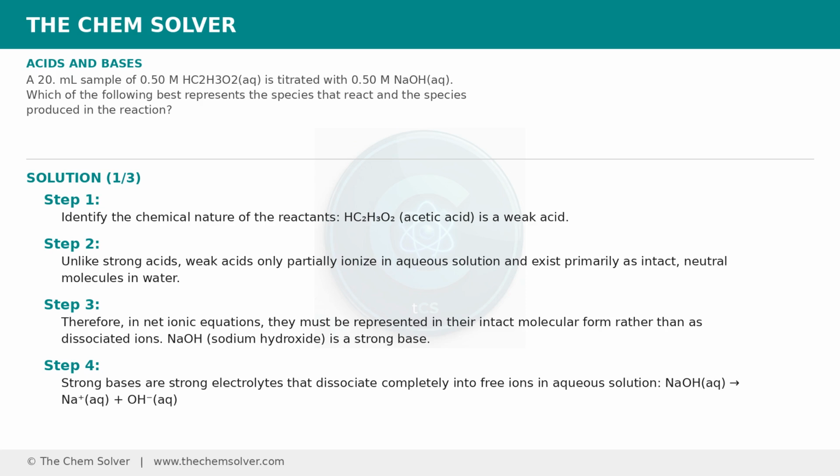NaOH, sodium hydroxide, is a strong base. Strong bases are strong electrolytes that dissociate completely into free ions in aqueous solution. NaOH gives Na⁺ plus OH⁻.